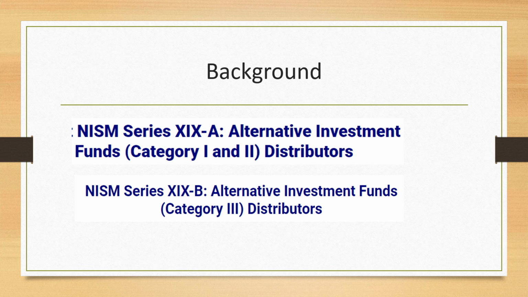Now let me tell you here that NISM has created these certifications for distributors based on SEBI's classification of alternative investment funds. So basically, as per SEBI, there are three categories of alternative investment funds in India: category 1, category 2 and category 3. In order to understand all these three categories, you need separate skill sets, and that's why these distributor certifications have been segregated as 1, 2 together and category 3 separately.